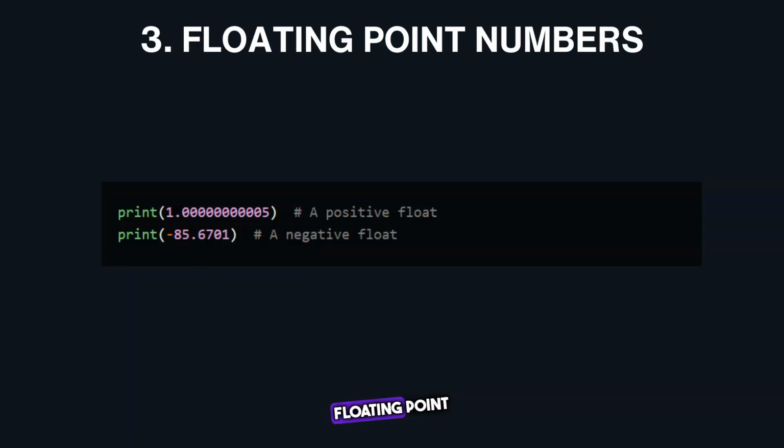3. Floating point numbers. Floating point numbers are how computers represent real numbers. They are not always precise, which can lead to tiny errors in calculations. These numbers use scientific notation to handle large and small values efficiently. Knowing the limitations of floating point numbers is crucial for avoiding these errors in your code. So here you can see a positive float in the print method. And here you can see a negative float.